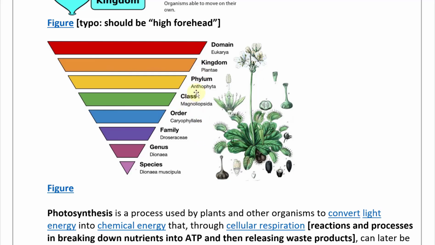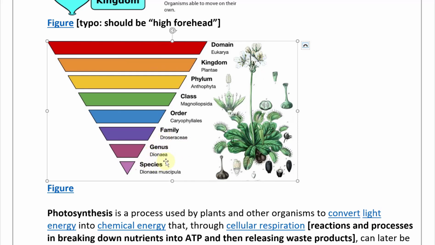Magnoliopsida. Actually, let's try that again. This one first is Anthophyta. Let's try it one more time. Anthophyta. That's how Google pronounced it. And then this one, from a Google search, Magnoliopsida. Then the order is going to be Caryophyllales. And then the next one, family, is going to be Droseraceae. I have to search that one again as well.